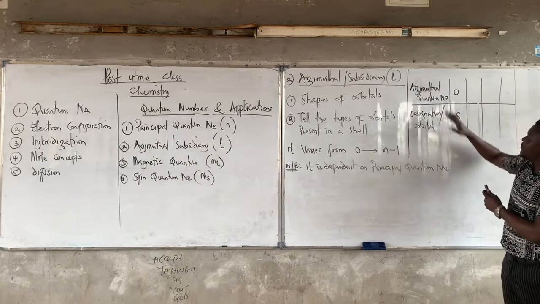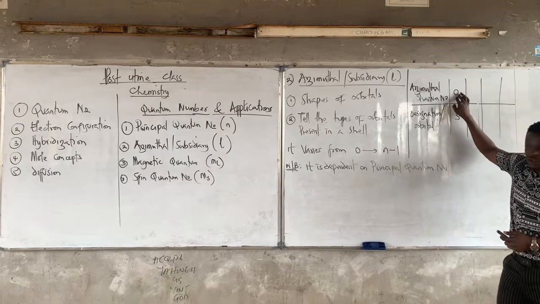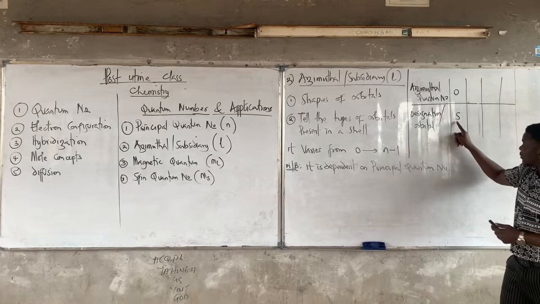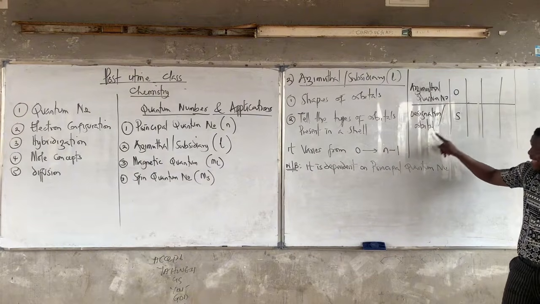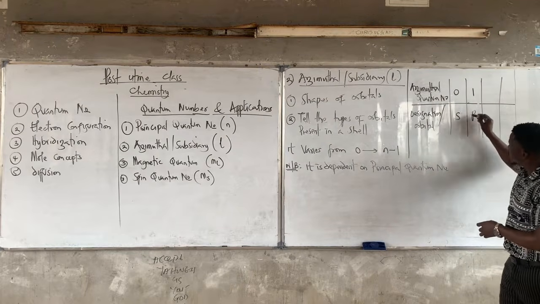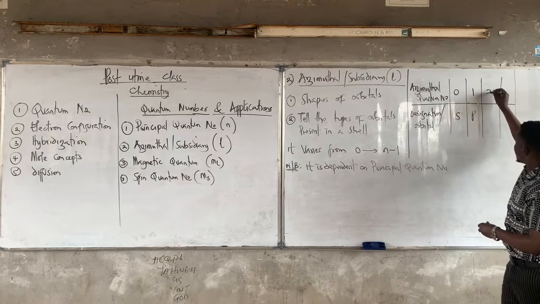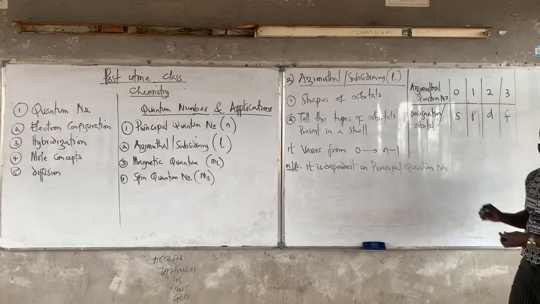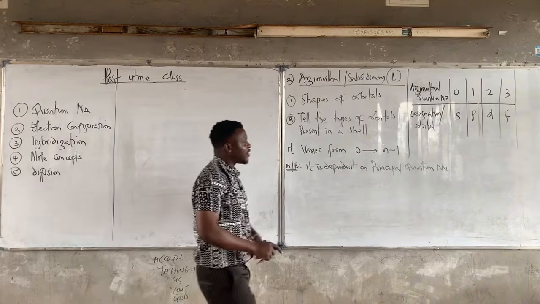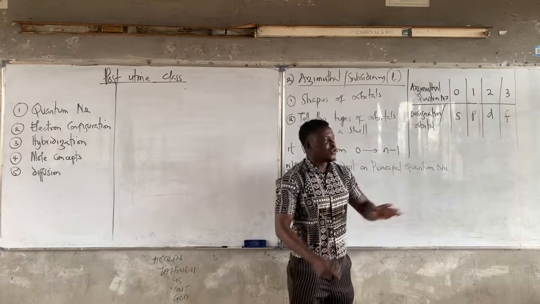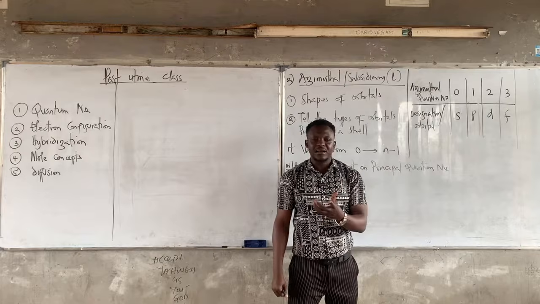So if azimuthal has a value of 0, because azimuthal will always start from what? If azimuthal has a value of 0, that designates what? S orbital. If this has a value of 1, that designates what? P. A value of 2, that designates what? A value of 3, that designates what? Now, these are the various designations for orbitals. So let's now see how we can use this to tell the number of orbitals that are present in a shell.